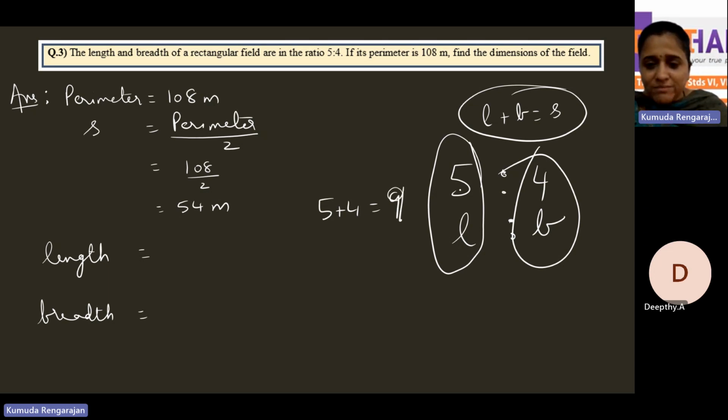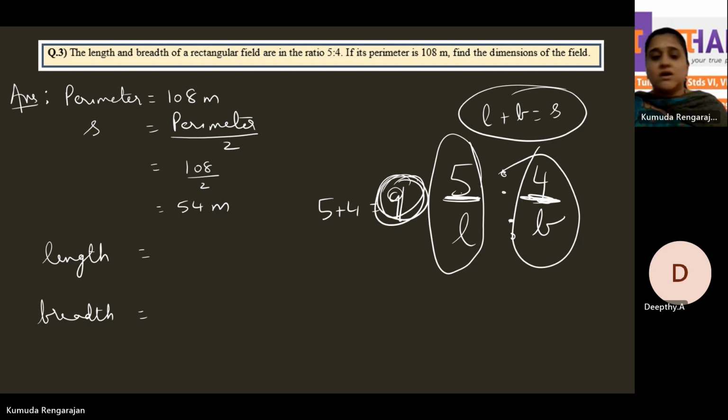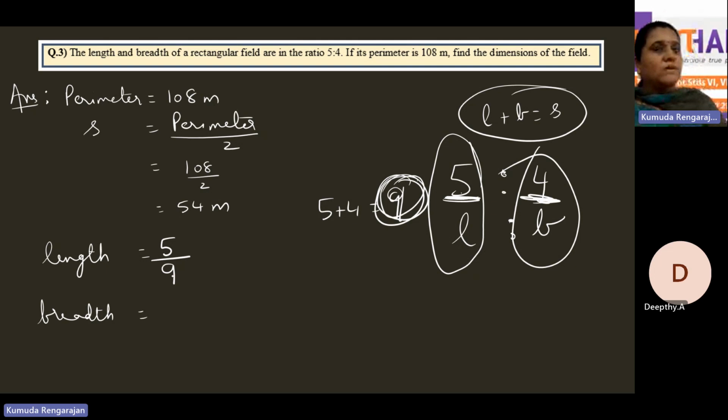Of the 9 parts, 5 parts is length, 4 parts is breadth. So totally there are 9 parts. All right. So how many parts is length? 5 parts. Total number of parts 9. Like your marks, total marks 100 and you have scored 90. So 90 by 100 is your score, right?